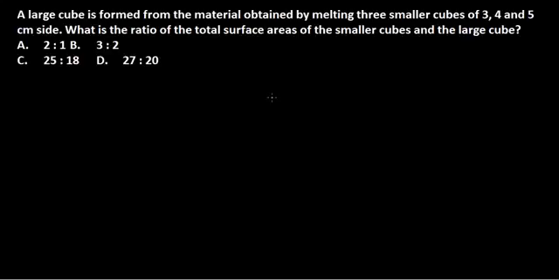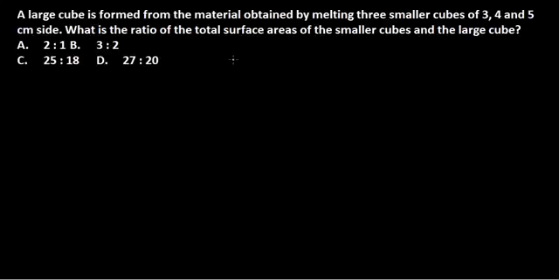So this problem is: a large cube is formed from a material obtained by melting three small cubes of 3, 4, and 5 centimeter side, respectively. And what is the ratio of the total surface area of the smaller cubes and the large cube? That's the question. Now let me tell you what the scenario is in this case.